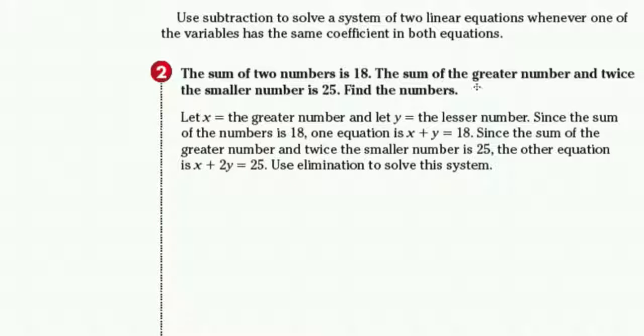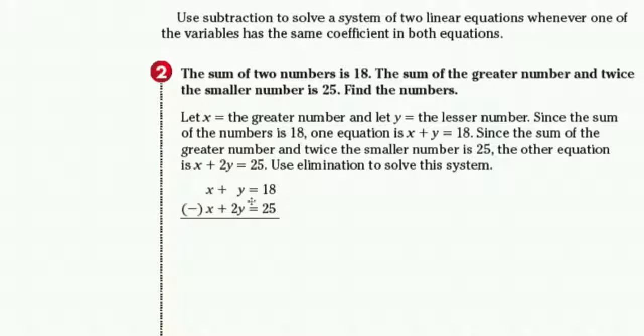The sum of the greater number and twice the smaller number is 25. We now have the equation x plus 2y, the sum of the greater number, which is x, and twice the smaller number, which is y, is equal to 25. And then we equate them. x plus y equals 18, x plus 2y equals 25.